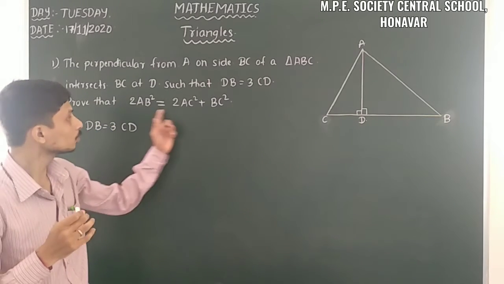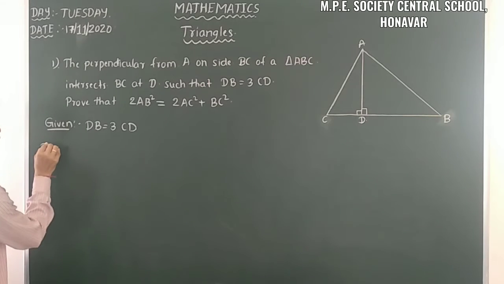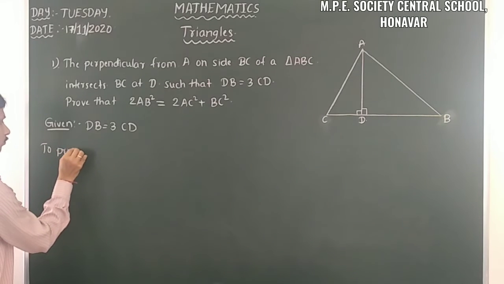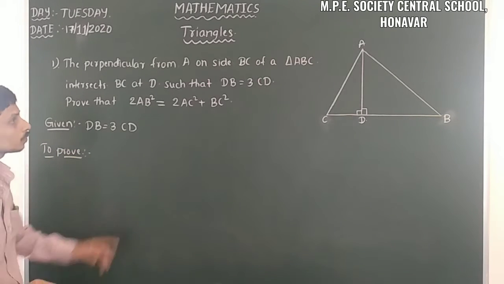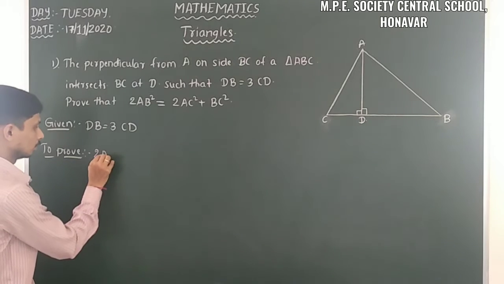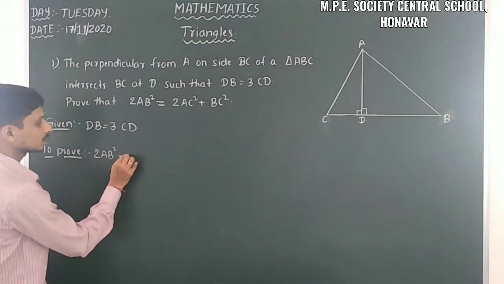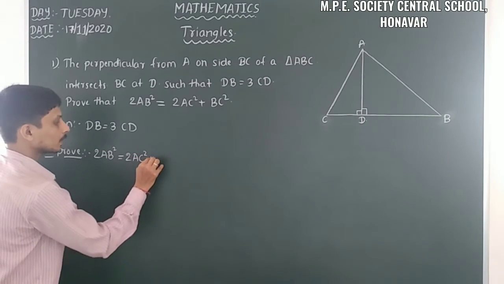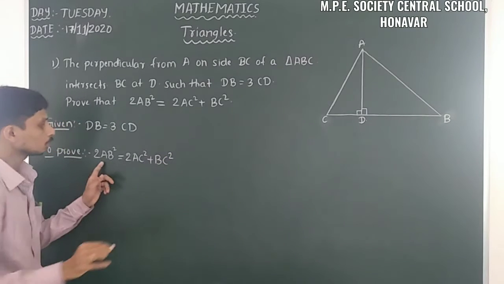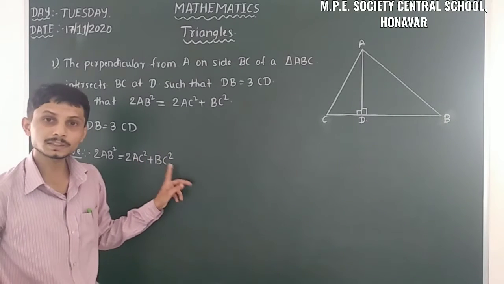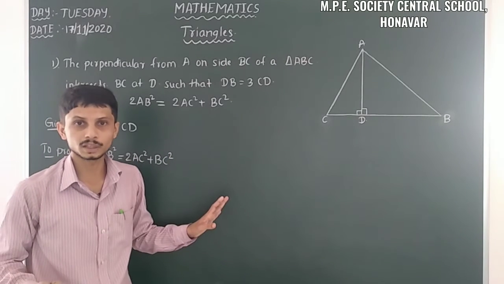Then what we have to prove? To prove: 2AB square is equal to 2AC square plus BC square. We have to prove this here.